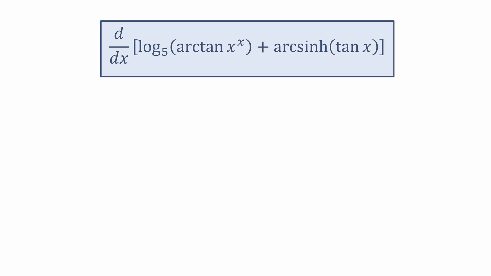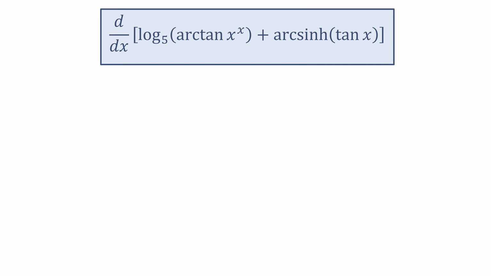Alright, you've made it to the most difficult derivative. This derivative is complicated because we have an inverse tan function, and I also have an inverse hyperbolic sine function. Another layer of complexity is that we have an x to the power of x. Let's actually start by looking at that x to the power of x. I'm going to need the derivative of that at some point, so let's find the derivative of x to the power of x right now.